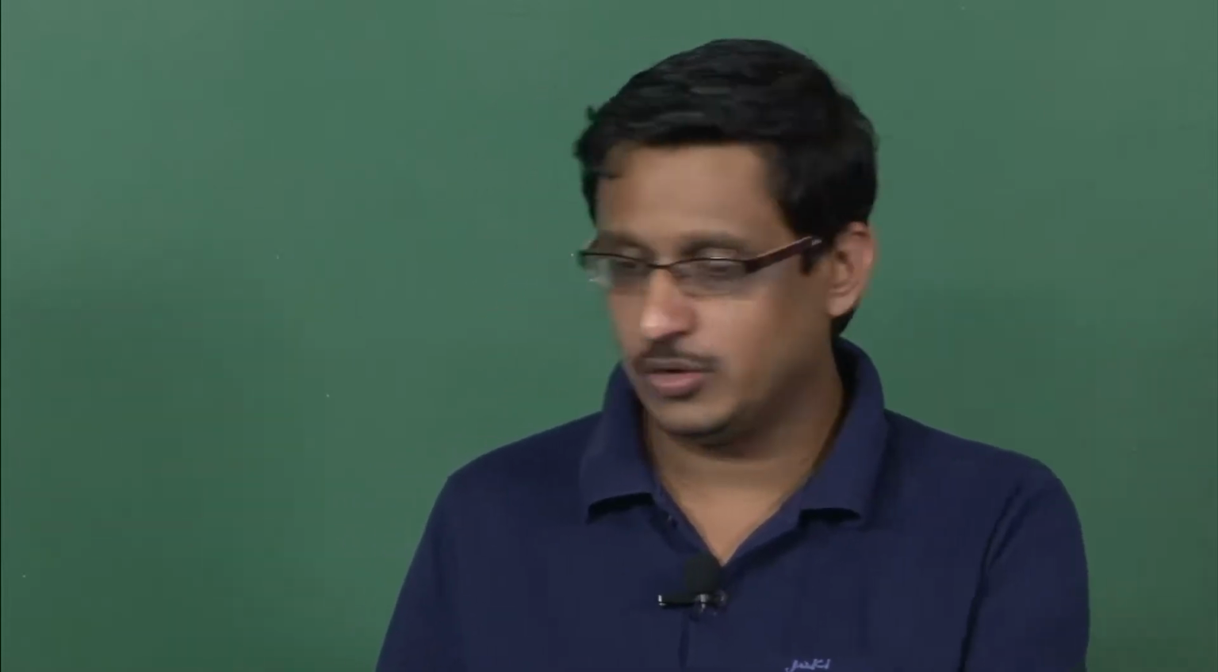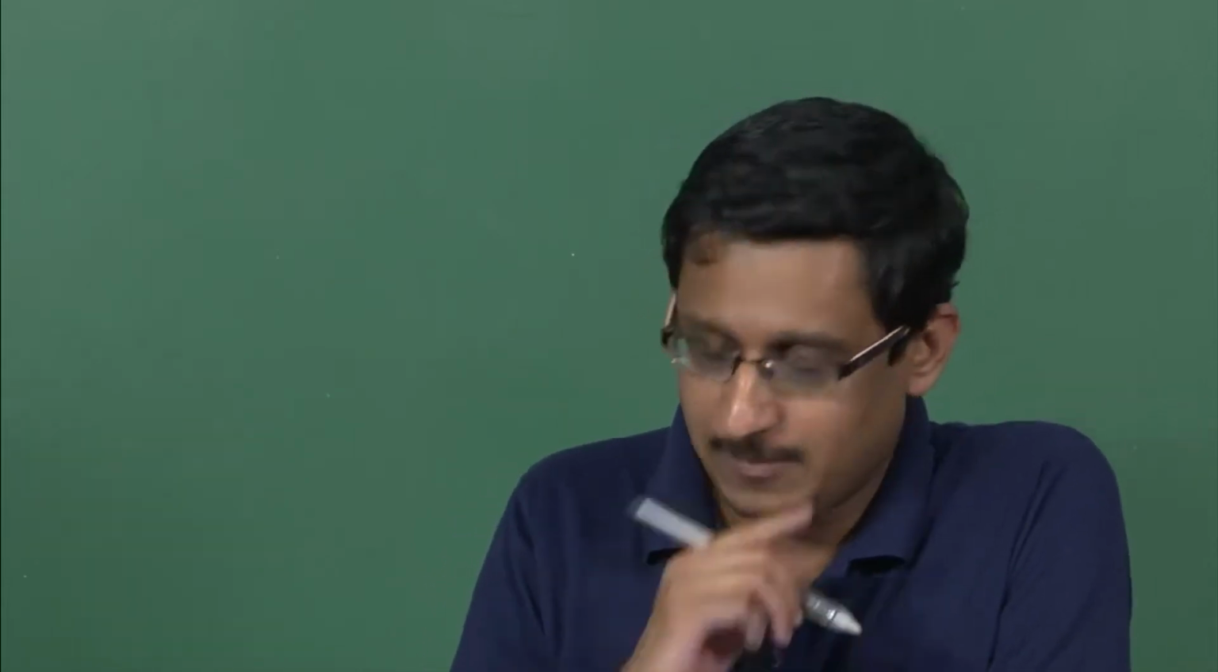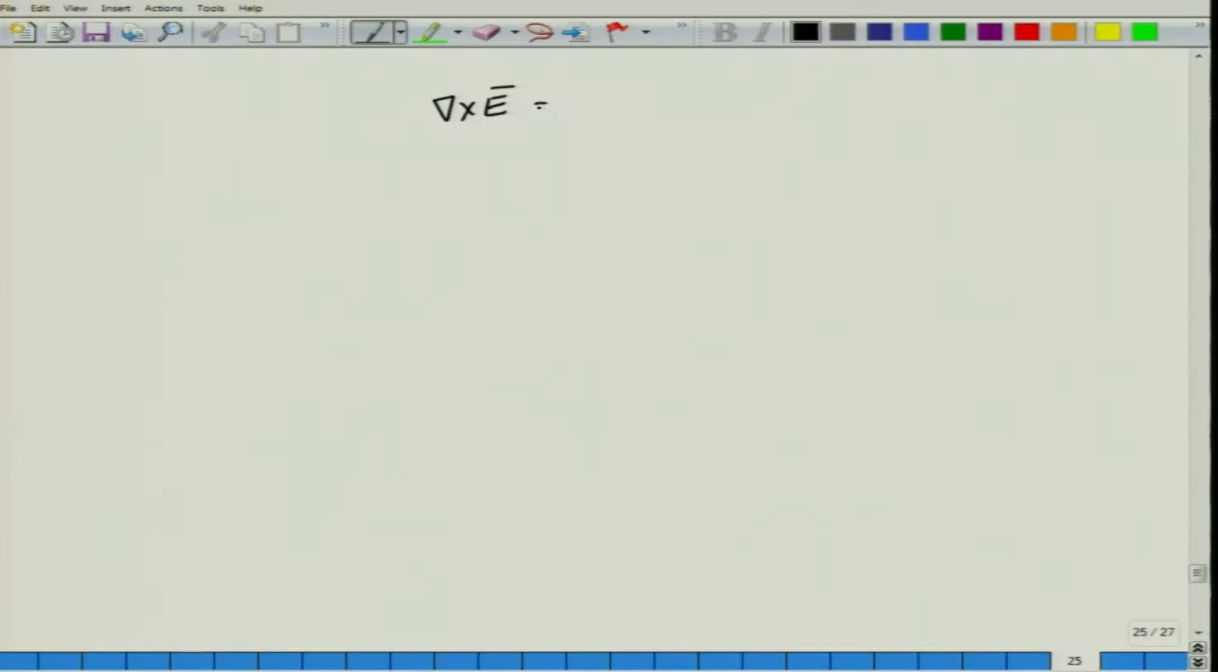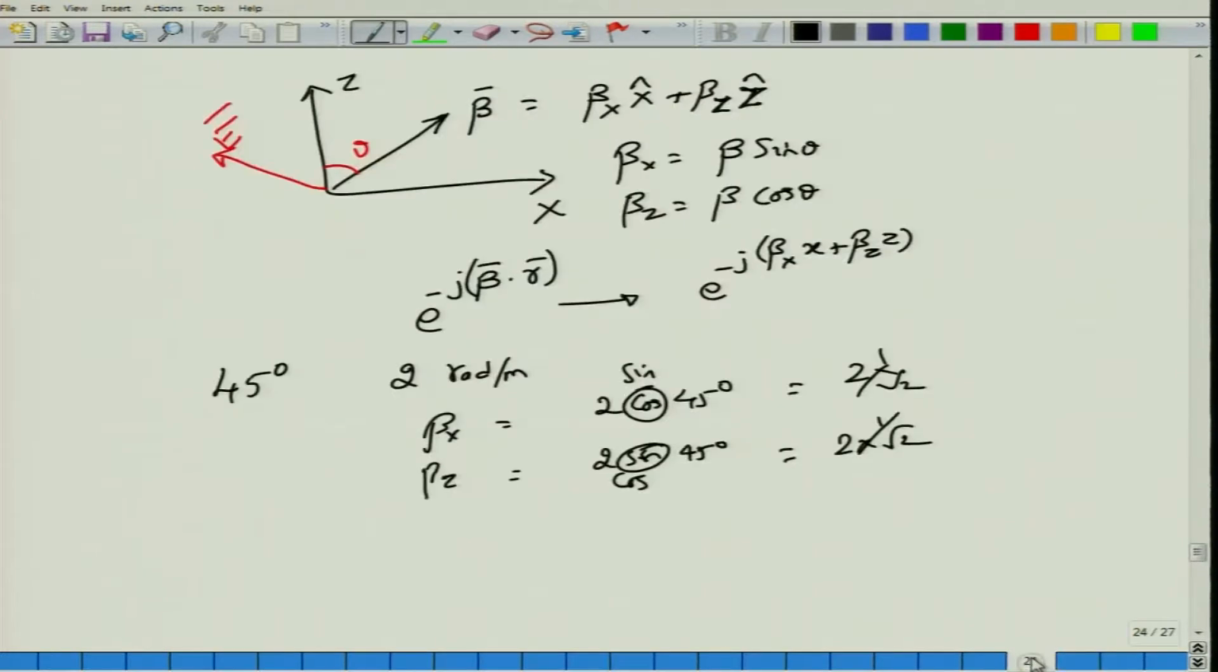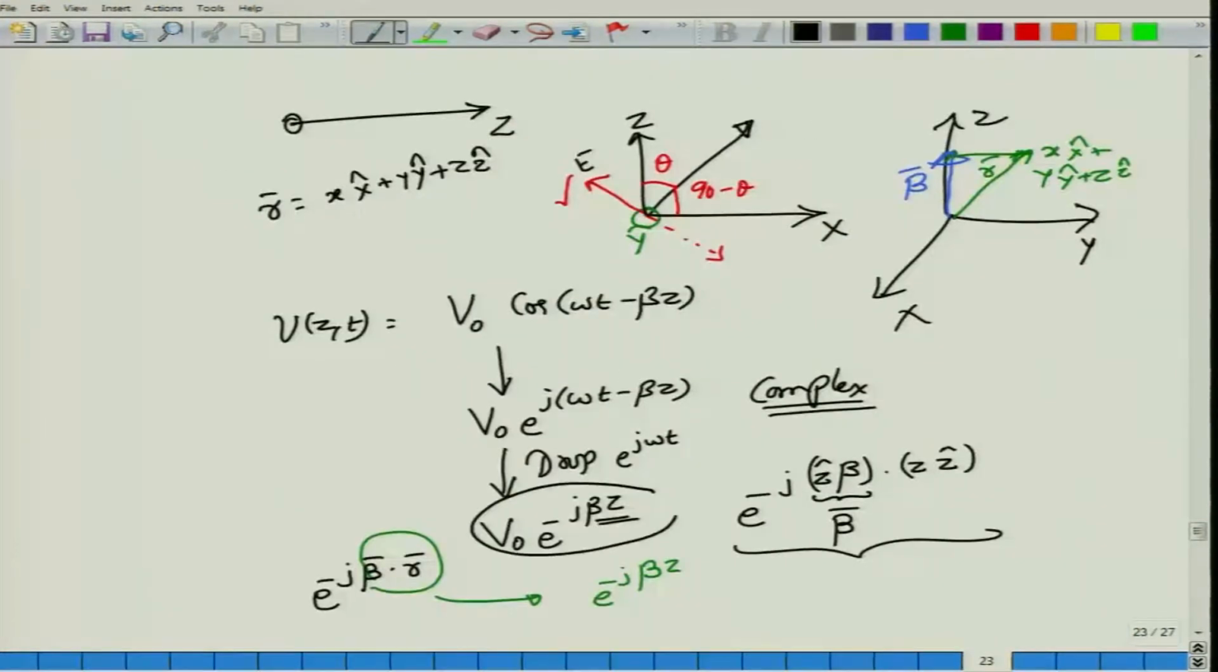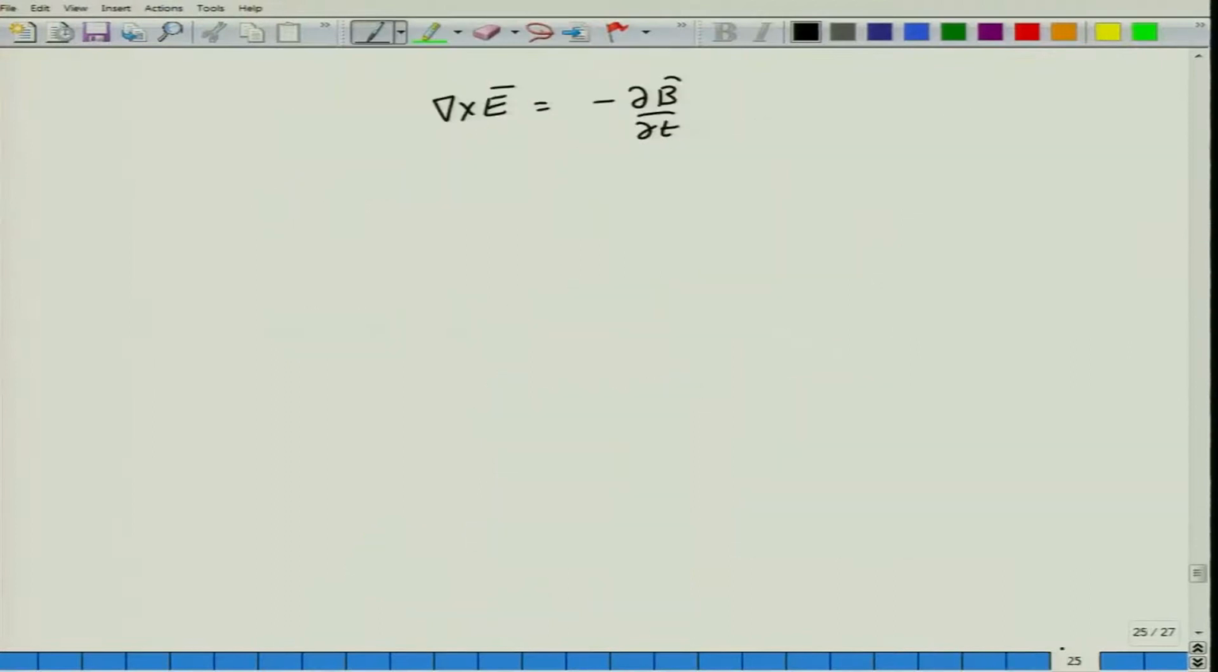Before we close this module, I would like to show you the relationship between E, H and beta in a slightly different manner, which will allow you to find H given the electric field and the propagation vector beta. We start with del cross E is equal to minus del B by del t. Now here, because I was considering the phasor notation by dropping the time dependence, I will do the same thing for the magnetic field vector B.